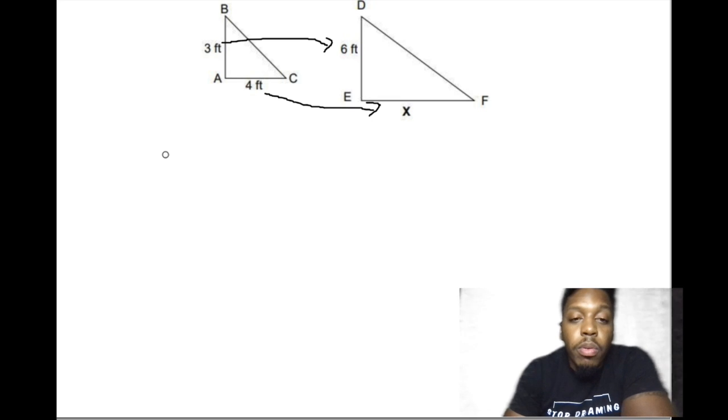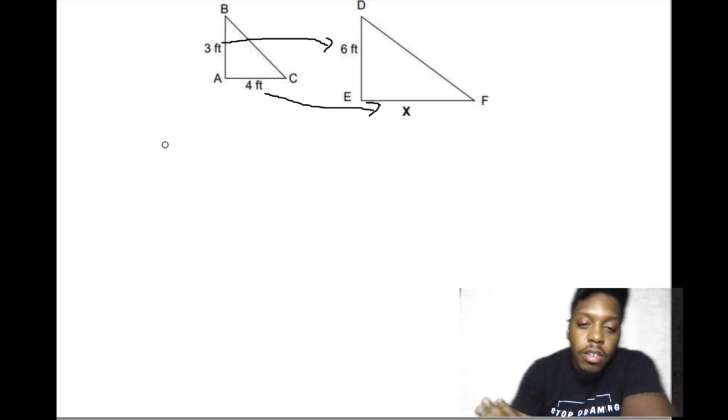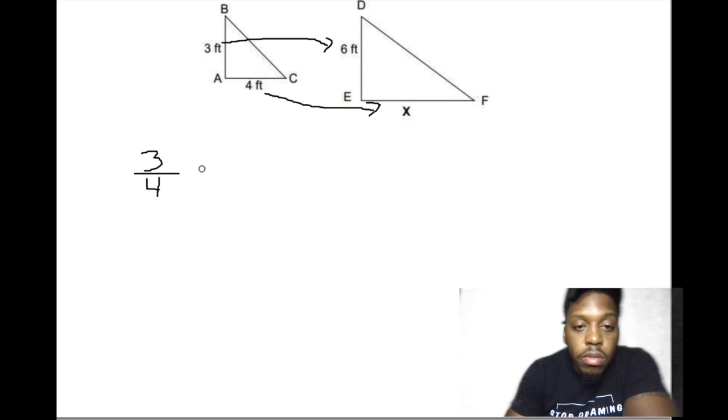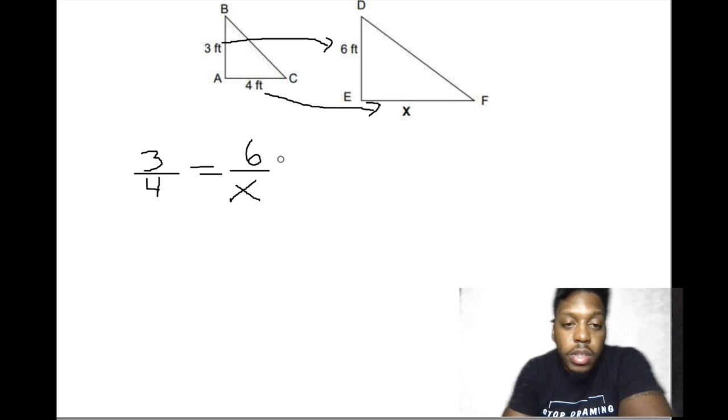All right, so first thing we want to do is set up proportions. Everybody has their own way, and it really doesn't matter which way you set it up, just as long as you're consistent. So I like to start with the two lengths from the same triangle, same figure. So I have 3/4 equals, and remember I said 3 goes with 6, so that means that to be across, and then 4 goes with X. All right, 3/4 equals 6/X.